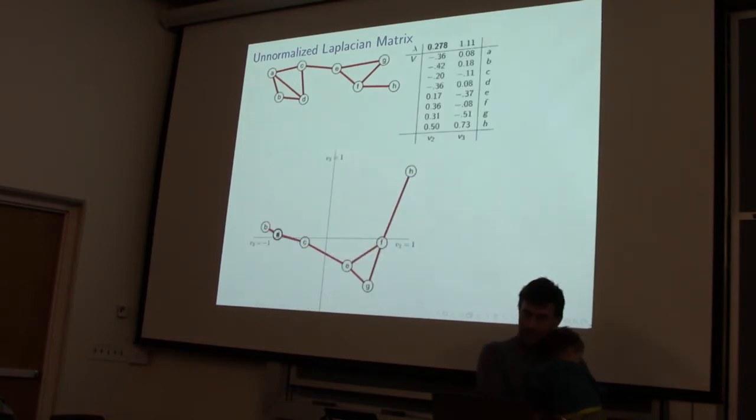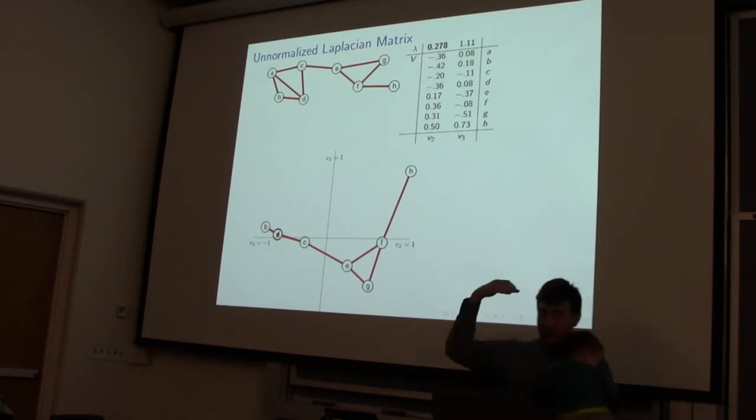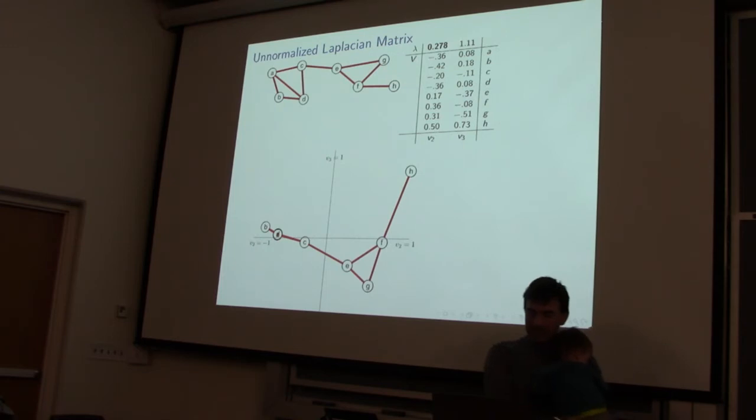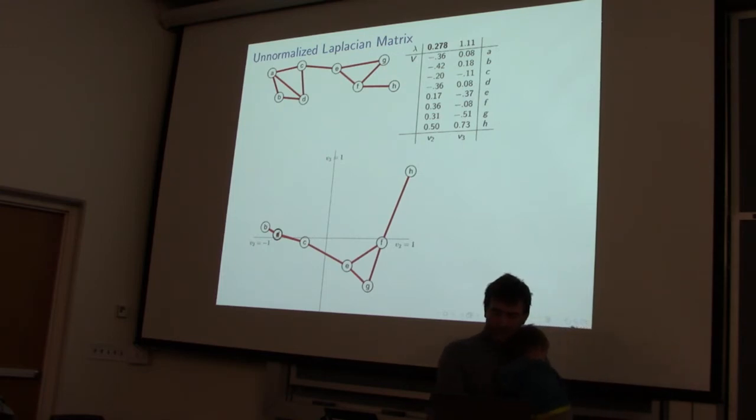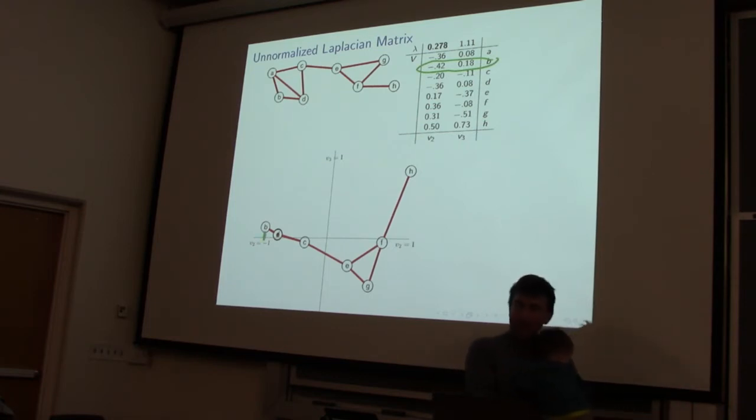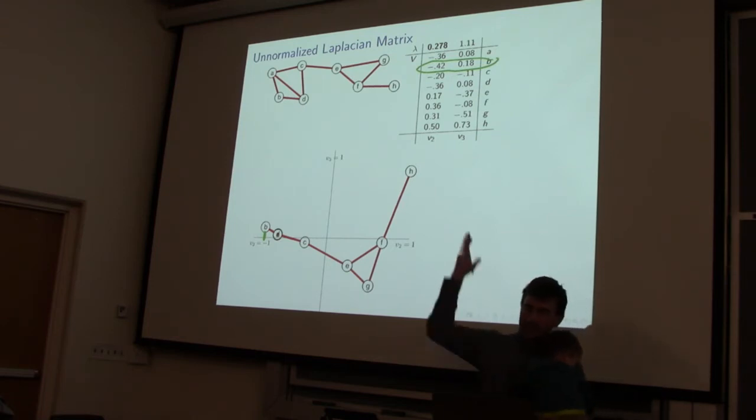What I've done here is create an embedding of this graph into two dimensions using the first two eigenvectors. If I just look at the first eigenvector, just the x-axis, then let's look at B here: minus 0.42, that's the x value of B. Its y value is 0.18, and that tells me how much above the axis it is.